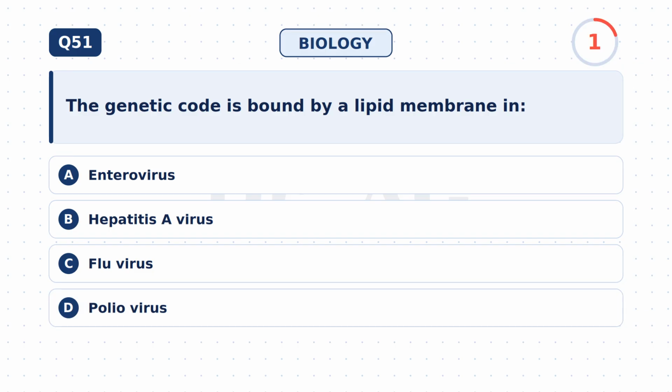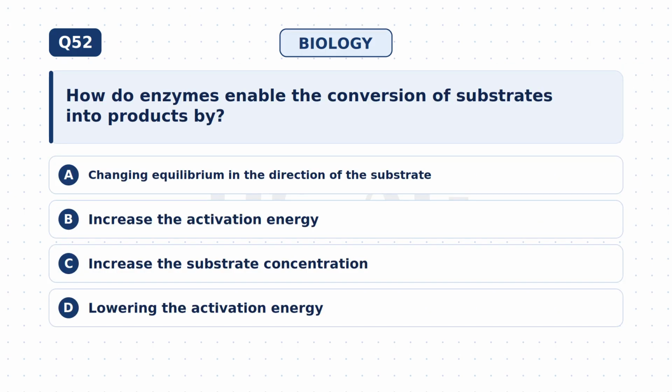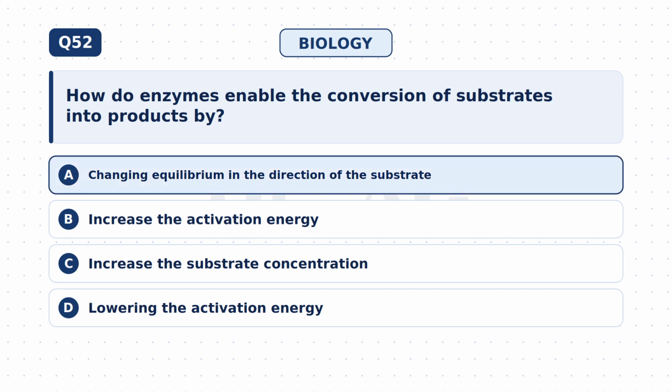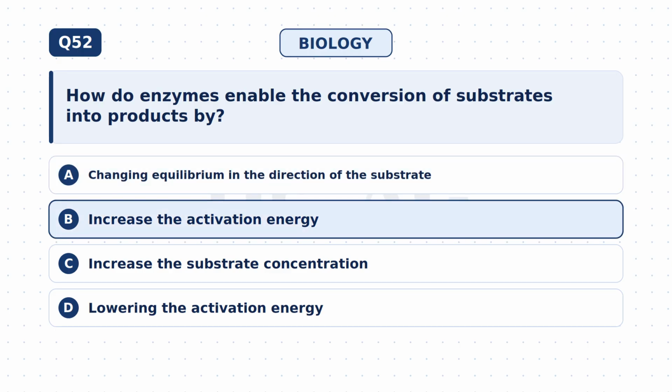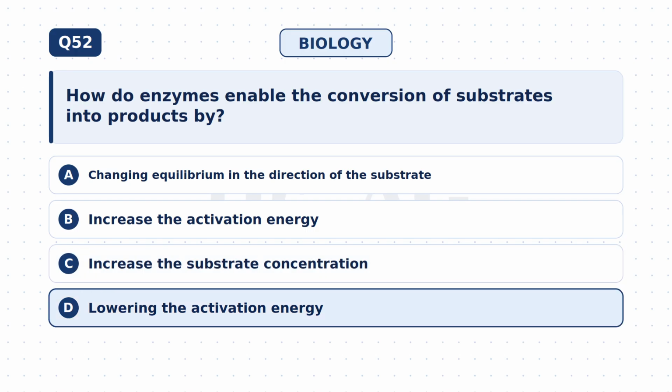The correct answer is C. Flu virus. Question 52. How do enzymes enable the conversion of substrates into products by? Option A. Changing equilibrium in the direction of the substrate. Option B. Increase activation energy. Option C. Increase the substrate concentration. Option D. Lowering activation energy.